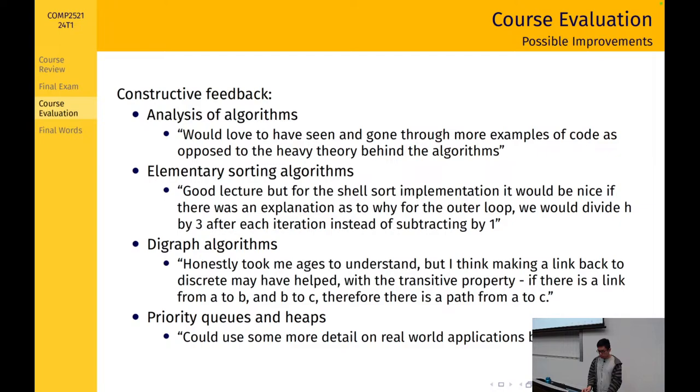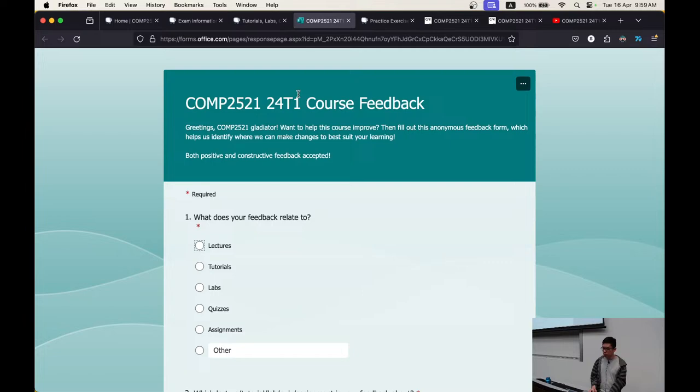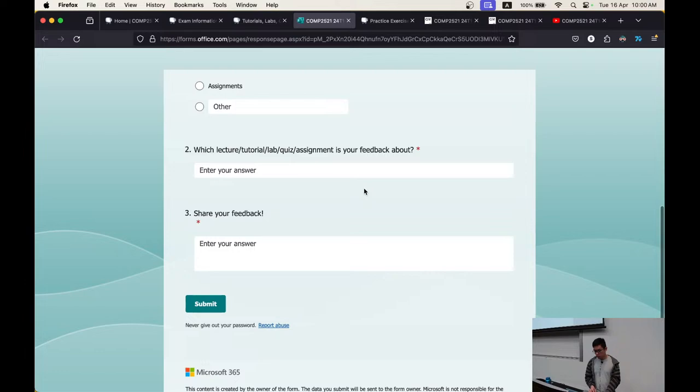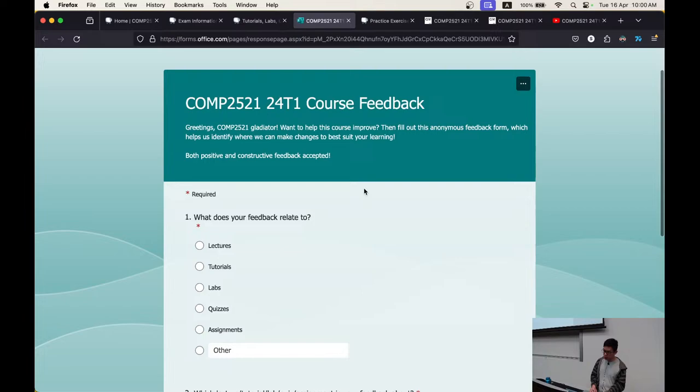But also, since the My Experience feedback we don't actually get to read until after the final results are out, we don't get a lot of time to work on improvements. So if you do have actual specific feedback, please go to this form and submit it. This feedback is also anonymous. That would be really helpful to us. Also, only I get to see this feedback. So if you have feedback about your tutor or something, you can still submit it, and I can have a look at it.